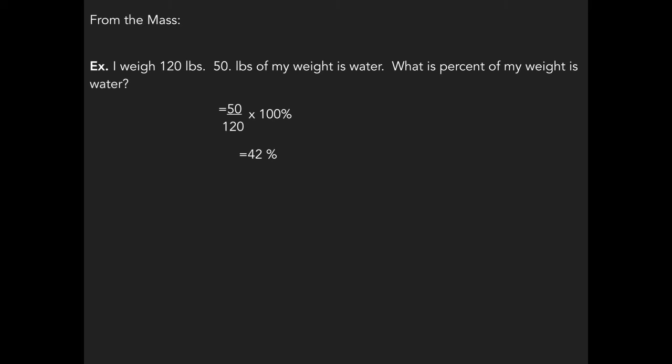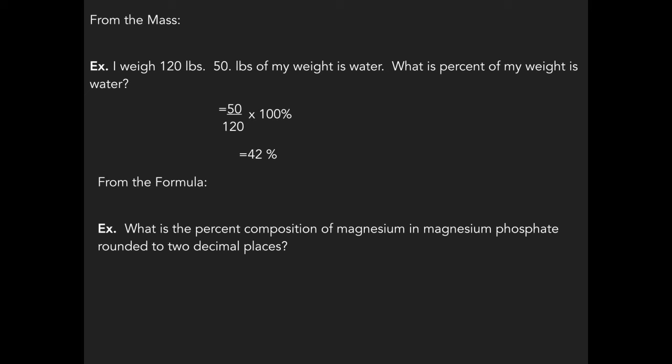Okay? However, what happens if you're not given the mass as you are here? What if instead you're given the formula? So in this problem it says, what is the percent composition of magnesium in magnesium phosphate? Well, first I have to write the formula of magnesium phosphate. Magnesium has a 2+ charge, phosphate has a 3- charge. So when I cross my charges, the formula I get for magnesium phosphate is Mg3(PO4)2.